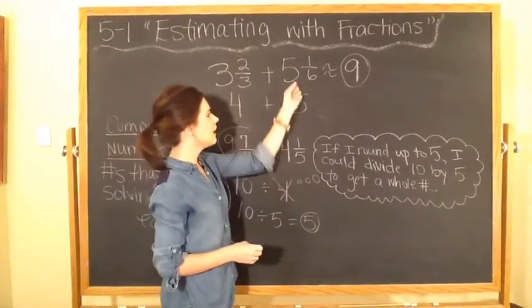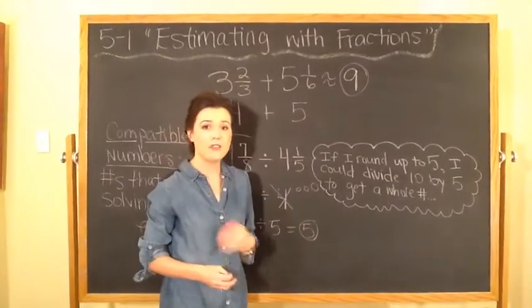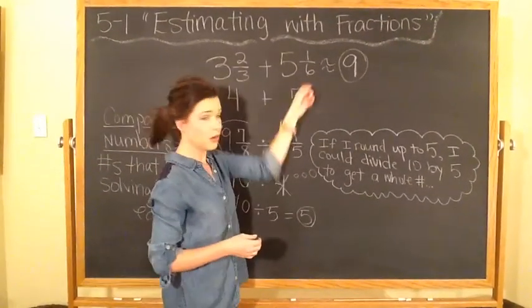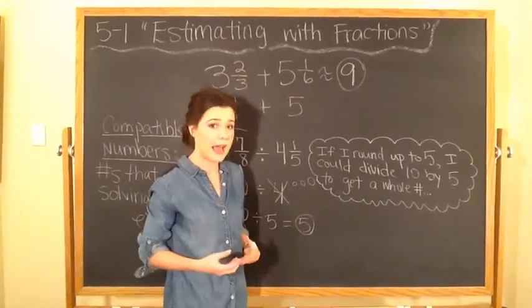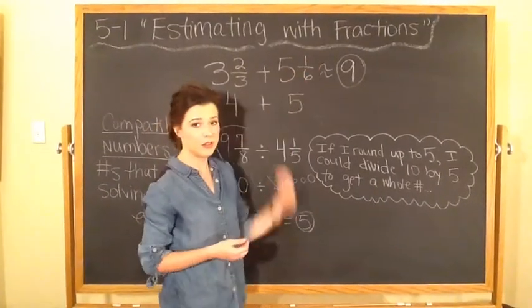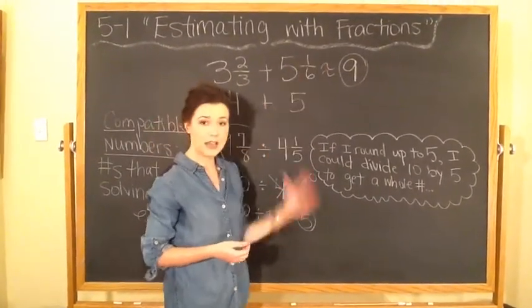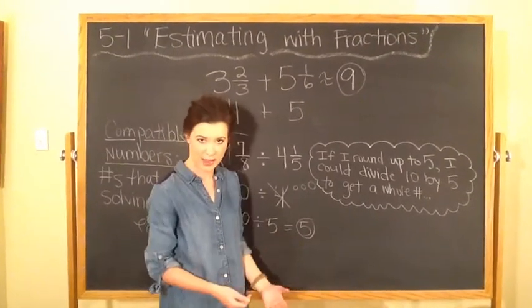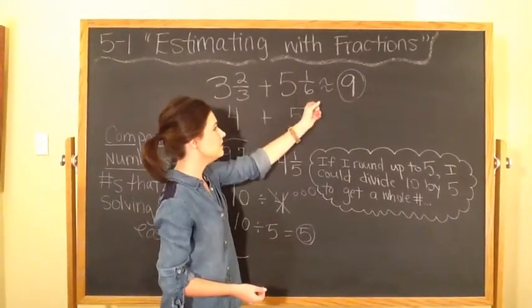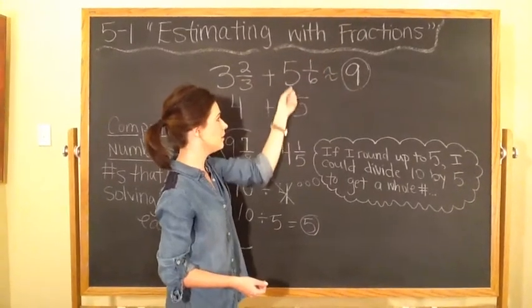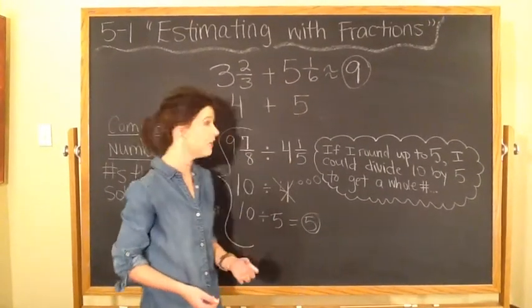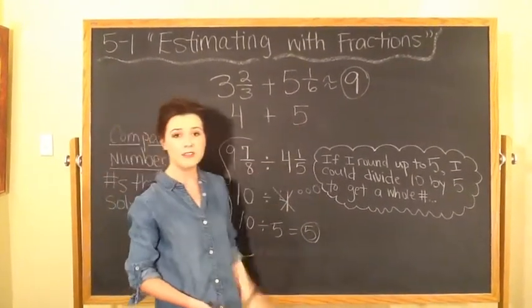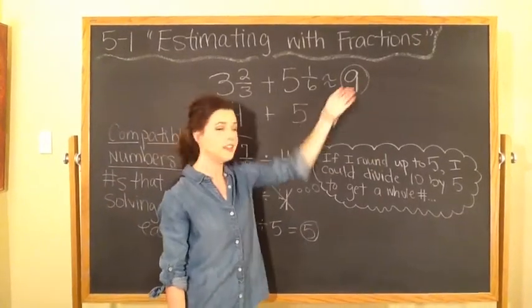Alright, let's go ahead and look at 5 1/6. Now, if I'm thinking about half of 6, what would I need in the numerator to make it a half? I would need a 3 in the numerator. And since 1 is less than 3, I can tell that 1/6 is less than 1/2. So I'm going to round down. I'm not even going to worry about this anymore. I'm going to keep this as 5. So now I'm going to do 4 plus 5, which is a lot easier, and say the answer is about 9.